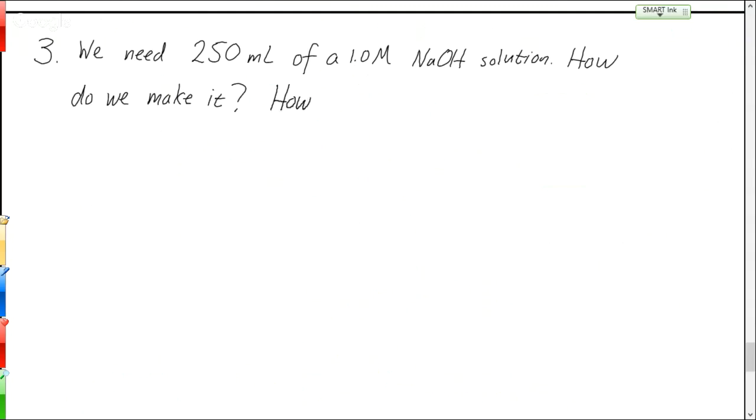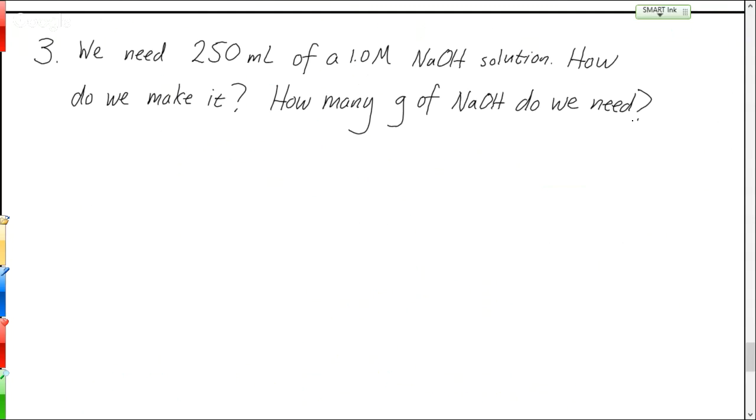The most important part of this question is, how many grams of NaOH do we need? If you're going to make 250 milliliters of a 1 molar solution, you need to know how much sodium hydroxide to get out of the jar and put in the flask, and then I'm going to dilute that to 250 milliliters to make a 250 milliliter solution.